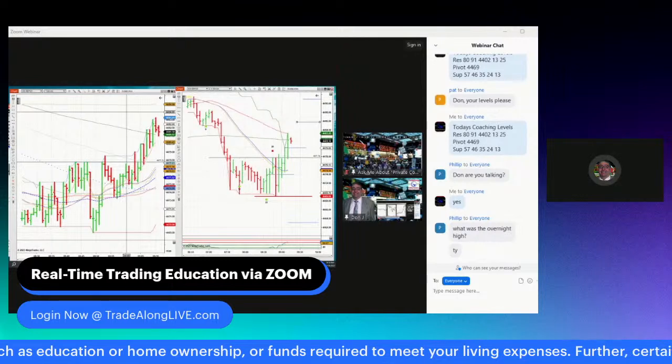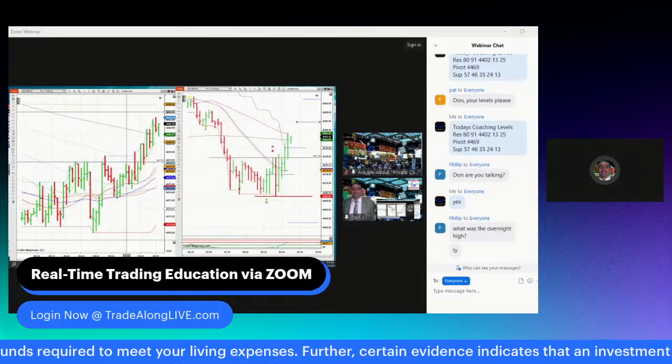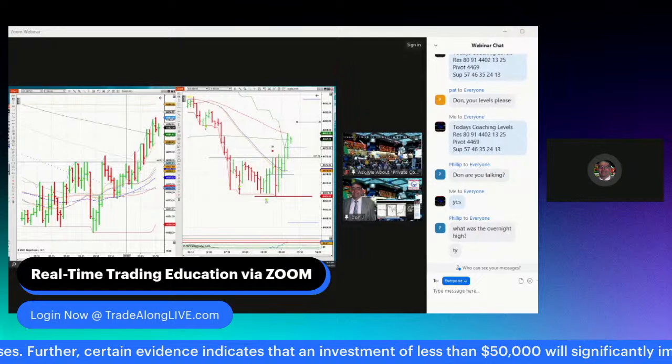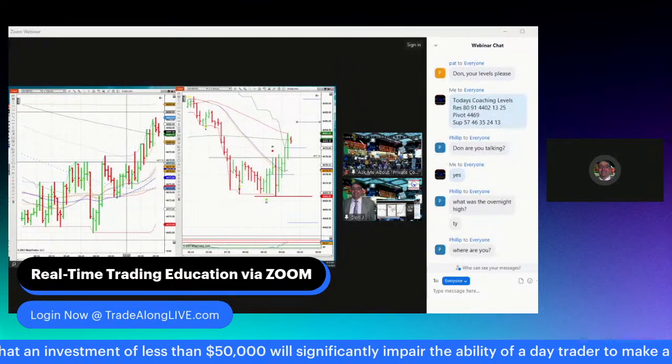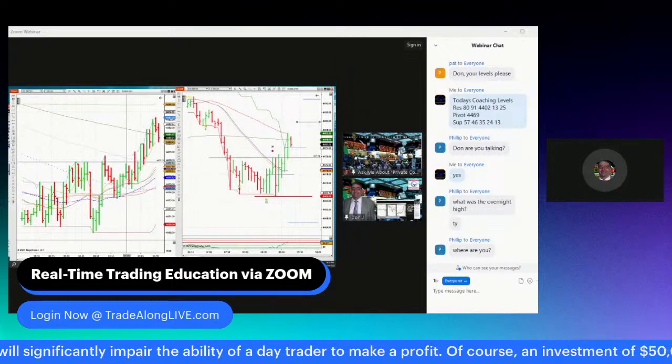Other than that, the only thing I can tell you, it's a pretty day at the beach. It's hot, but it's pretty. You gotta love trading. All you need is an internet connection and a laptop, and you're off and running.